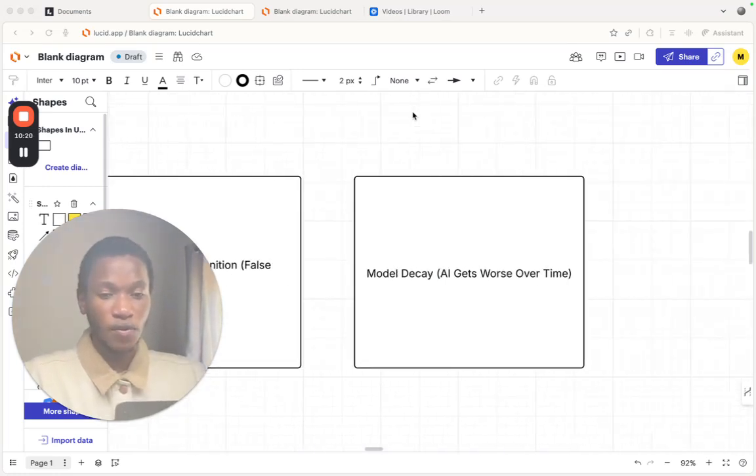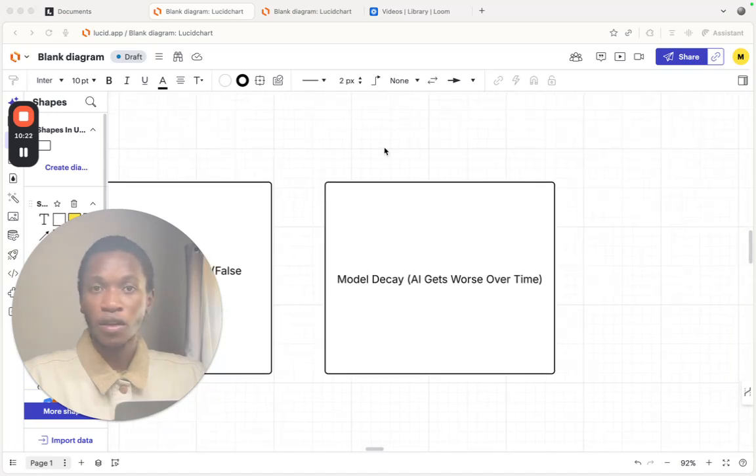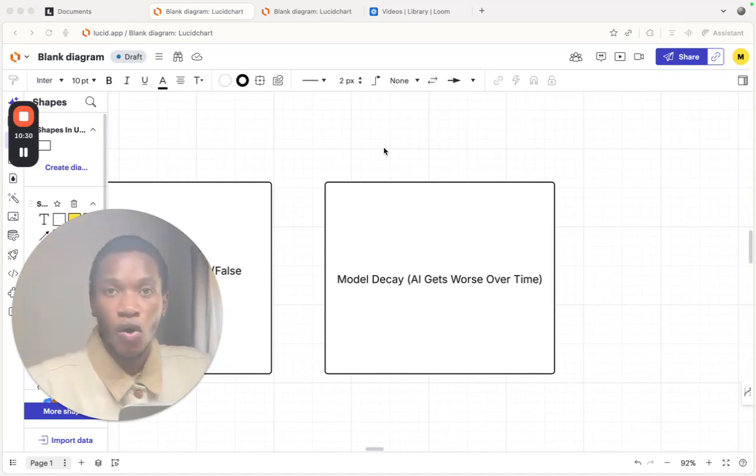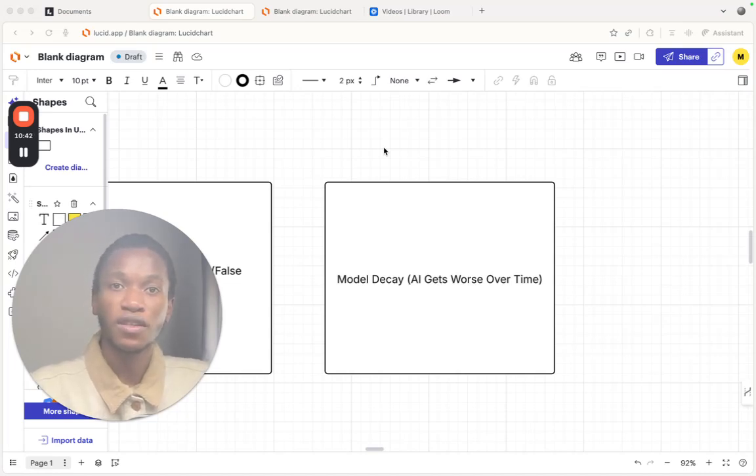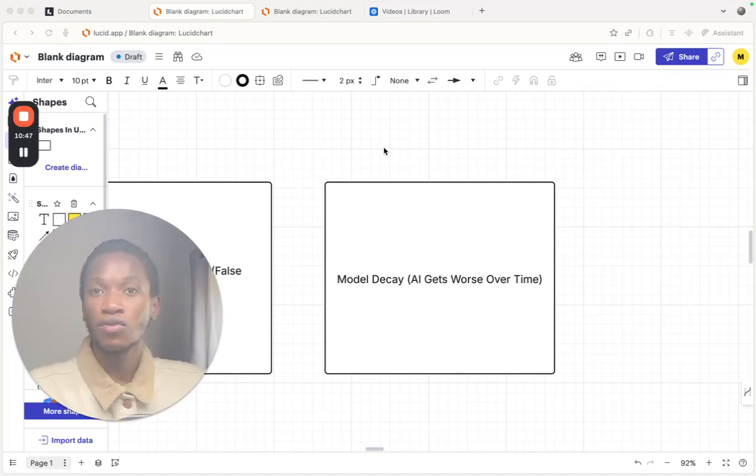This leads us to the fifth reason, which is model decay. The AI gets worse over time. The problem here is your AI model is trained on old patterns, whereas the world has changed. For example, the model trained on 2022 customer behavior, now in 2024, customer preferences shifted 180 degrees, the model is still using old patterns, the predictions are completely wrong.